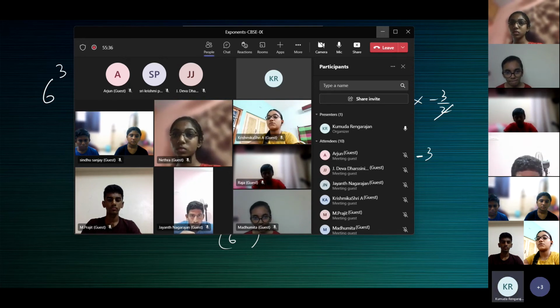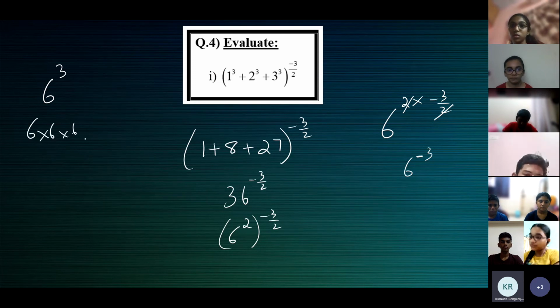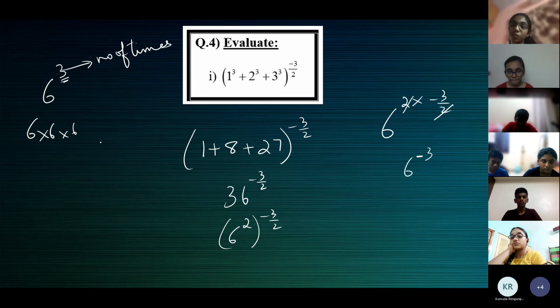If it was 6 to the power 3, it's easy. The base 6 has to be multiplied with itself 3 times. So 6 into 6 into 6. Why 6 into 6 into 6? Because 3 times. This one says number of times. So 6 into 6 into 6, which is 216.